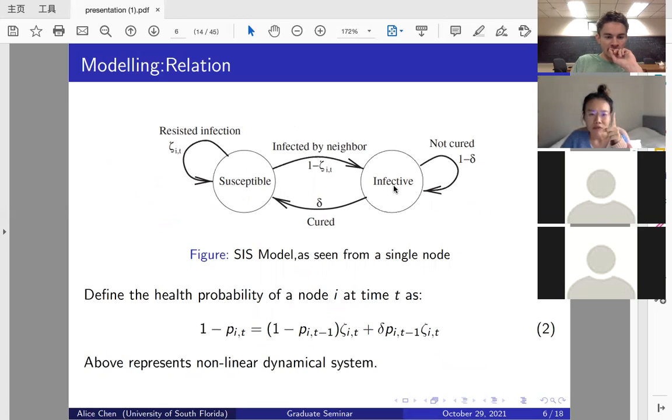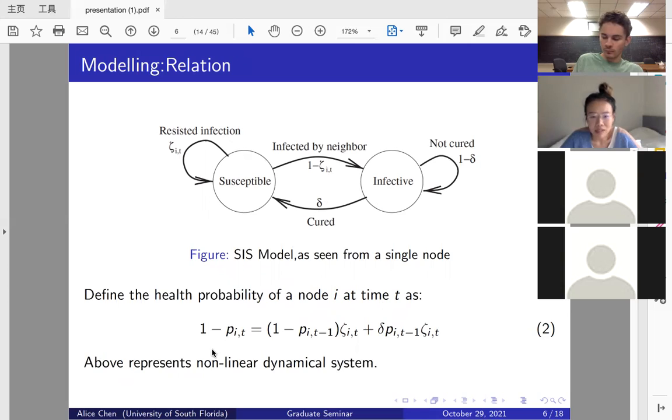So for one person or individual, the state is either susceptible or infective. It goes from a susceptible state to infected by its neighbor, with probability 1 minus eta it, and it is being cured by the delta.